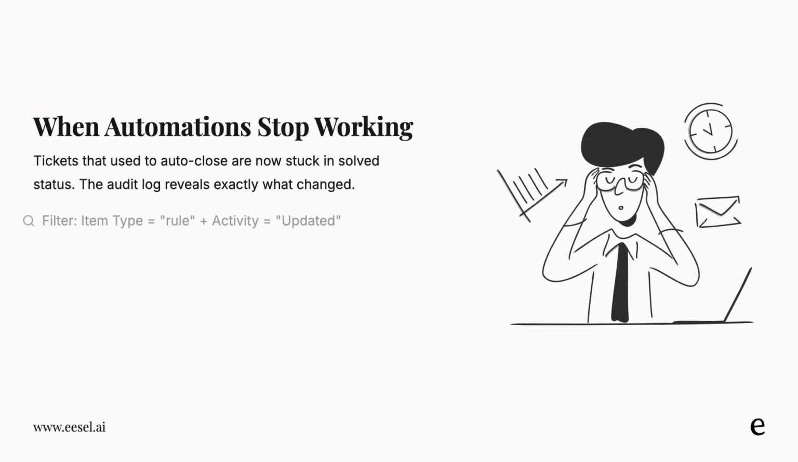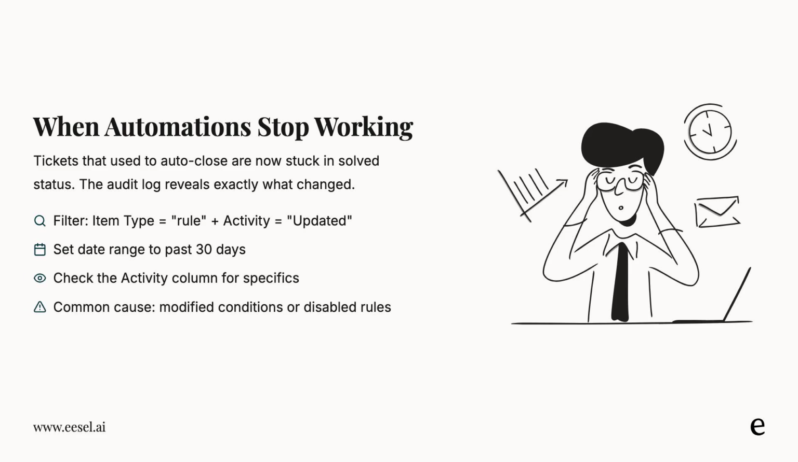When tickets suddenly stop auto-closing, the audit log is your detective. Filter for rule updates in the past 30 days, and check the activity column to see if someone modified conditions or accidentally disabled a rule.